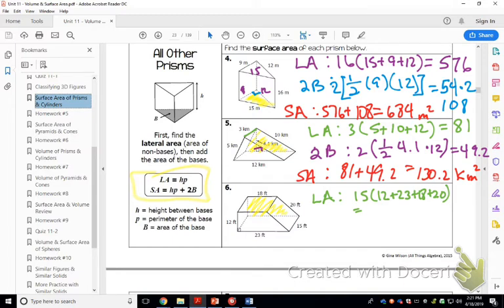Oh, that's a big number. What is it? 1,095. Yeah, big number. 1,095.